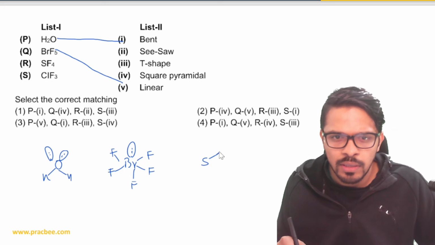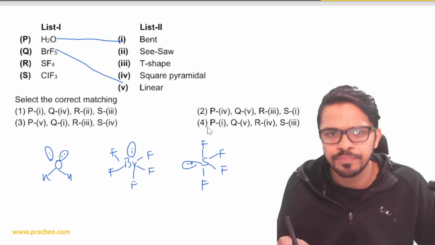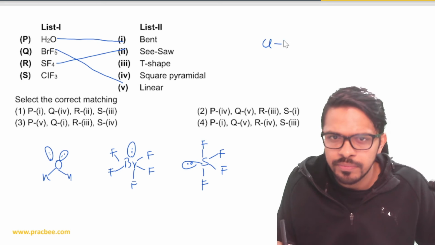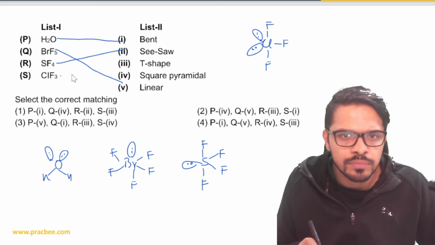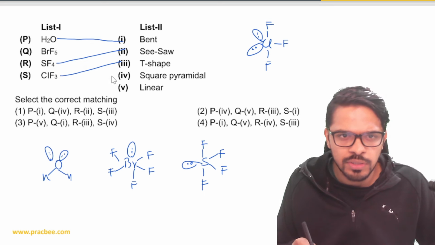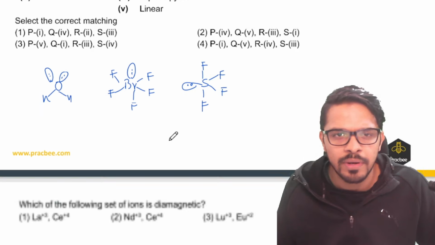SF4 is a seesaw structure. The lone pair occupies the equatorial position. ClF3 is T-shape. The two lone pairs will occupy the equatorial position. So you can easily match. BrF5 is to be matched with square pyramidal structure.